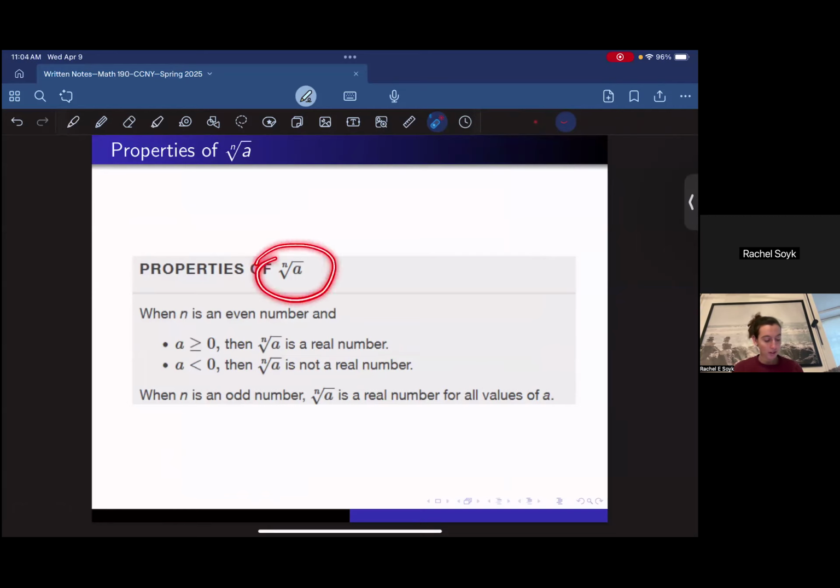These are just our properties of our roots. If we're dealing with a real number, we want to make sure that our a value underneath that root symbol is either 0 or positive. And then if we end up entering into the imaginary world, then our a can actually be less than 0, which means it's no longer a real number. And then this is just when n, our index, is an odd number, then it does not matter if there's a negative underneath the root, we'll always be in that real number system.